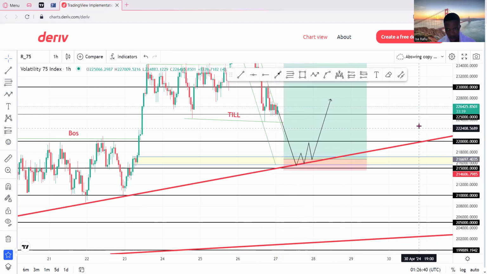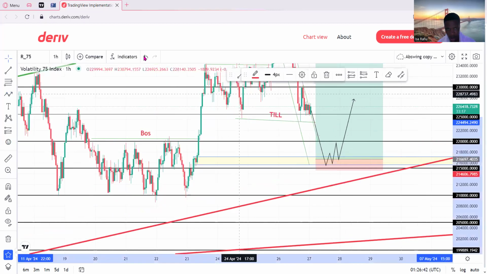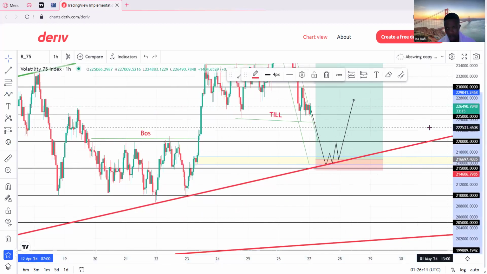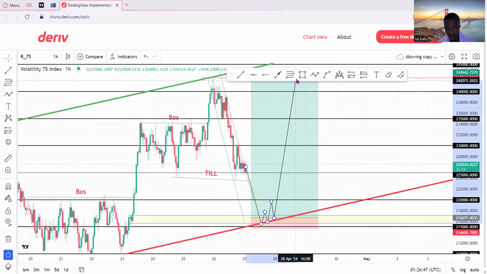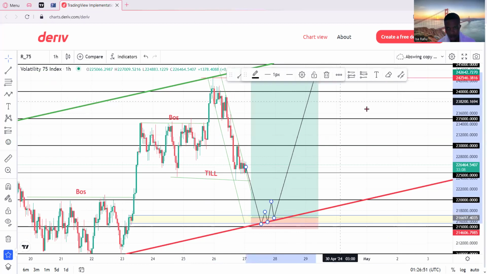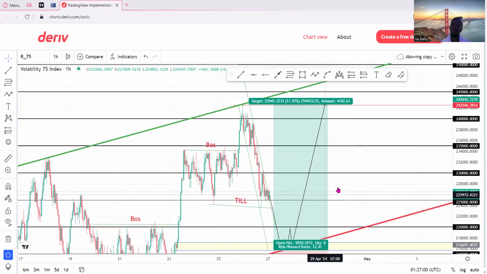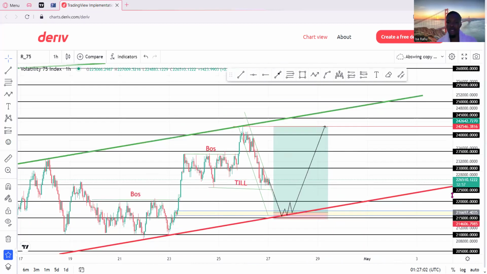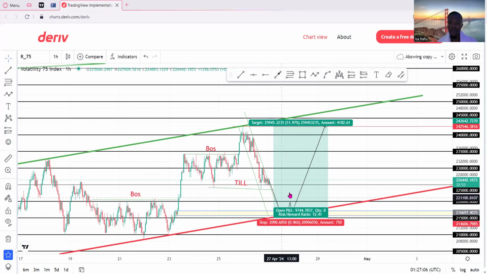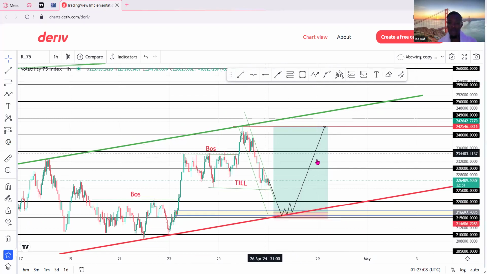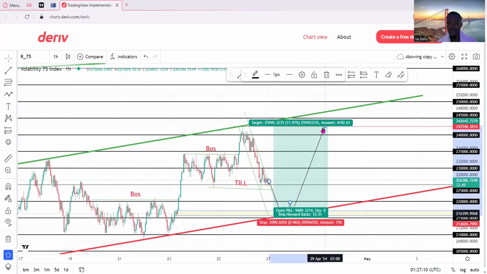Then where am I buying to? Buying up to this high first. That's the first thing. This, well, this is the one I would prefer. That's the analysis for B75. Thank you for your time.